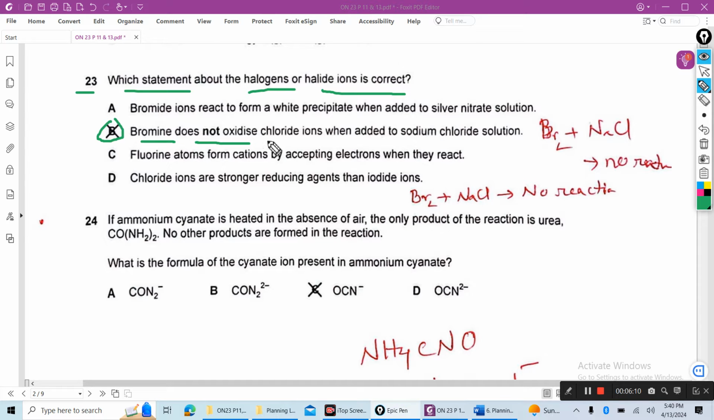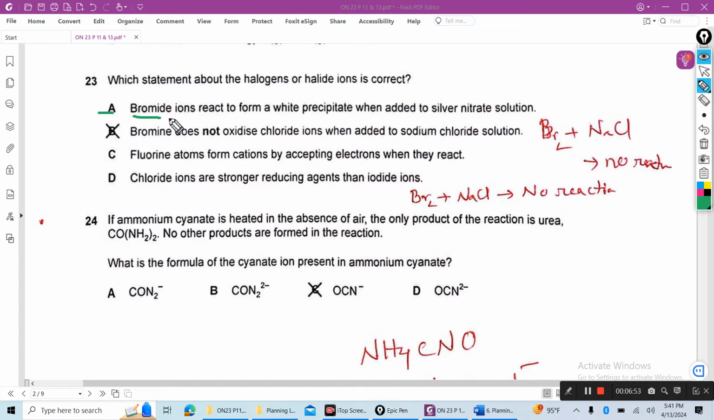Bromine does not oxidize chloride ions when added to sodium chloride solution, because bromine does not react with sodium chloride. No reaction. Why? Bromine is less reactive than chlorine, so bromine cannot displace chlorine. That's why bromine cannot oxidize chloride ion to chlorine. So the answer is B, because bromine is less reactive than chlorine.